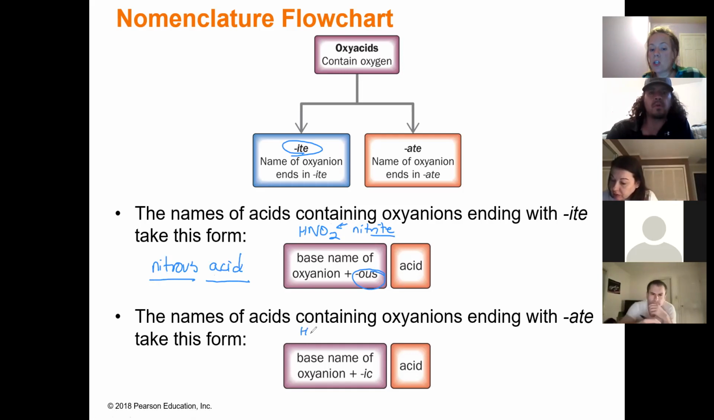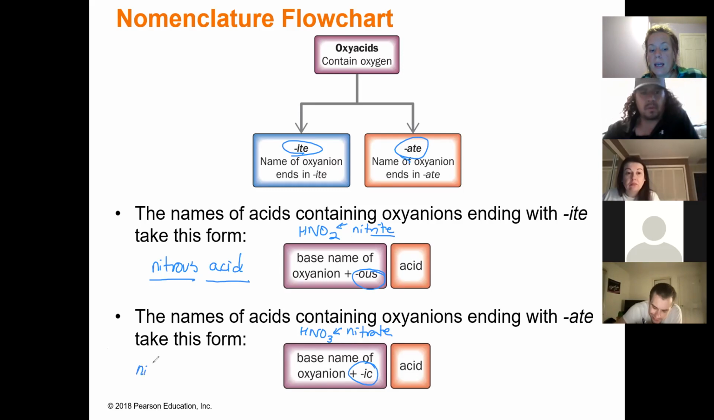Nitrous acid. What if instead of HNO2, I had HNO3? That polyatomic ion is not nitrite, it's nitrate. What happens to -ates? -Ates become -ic, like you ate something icky. Okay, -ate becomes -ic. So this would be nitric acid.